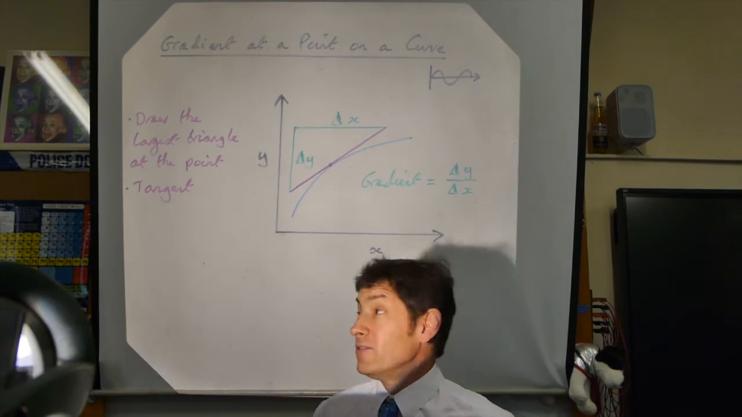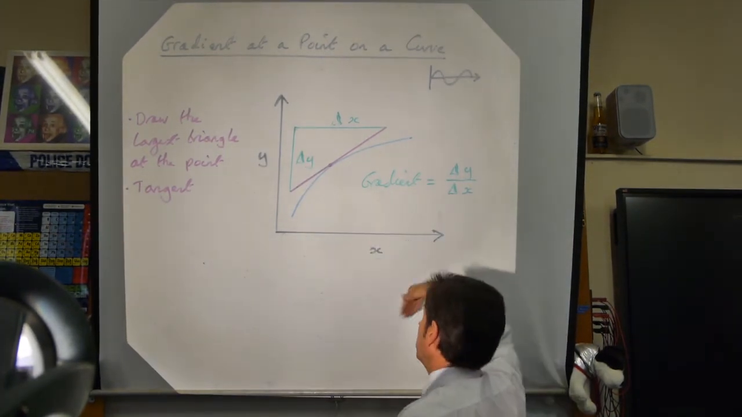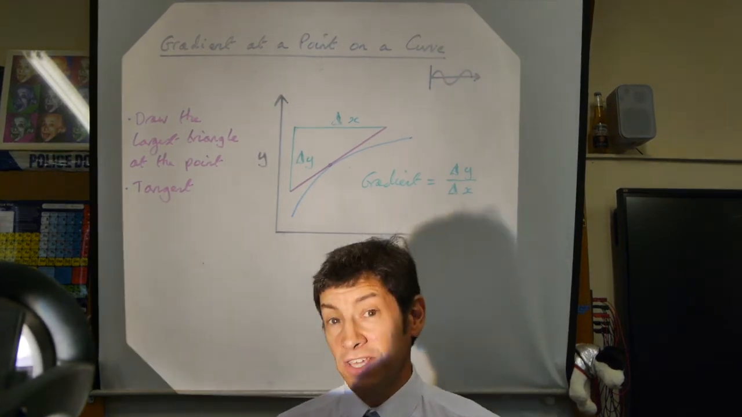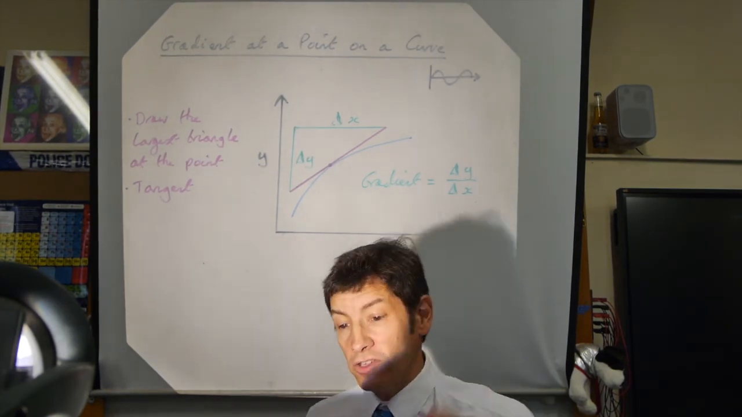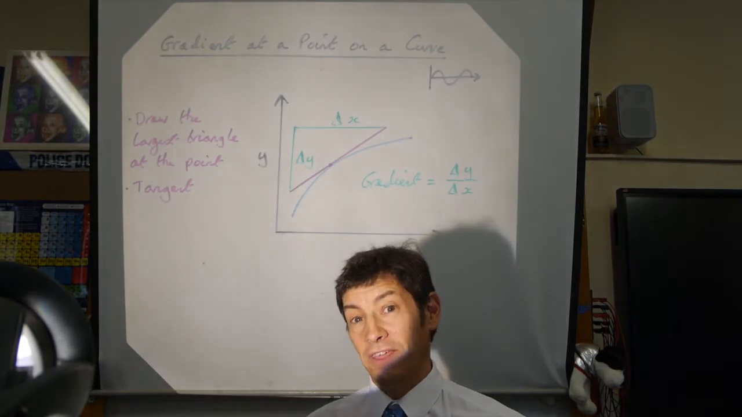And if you're doing A level, you can't get away from that, because we're going to be looking at sine and cos waves and things where there are constantly changing gradients, and the gradients will tell us things like the velocity of the thing that's moving, or even the acceleration of the thing that's moving.